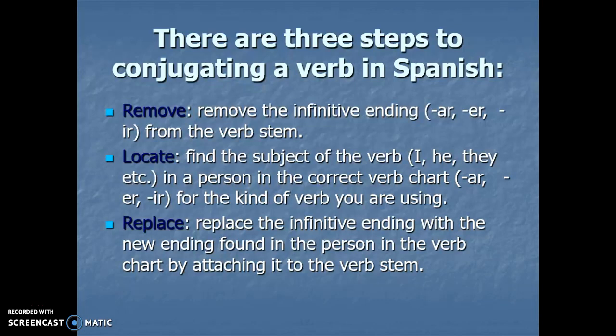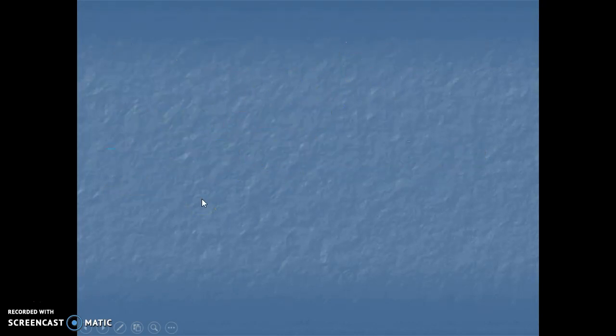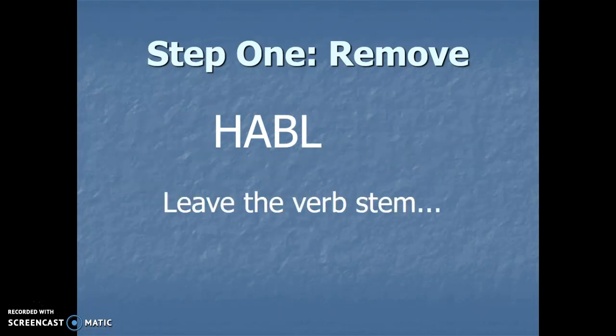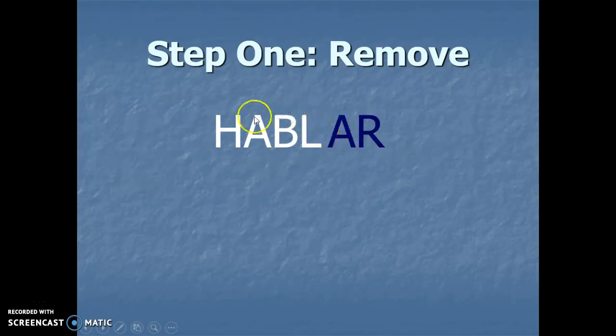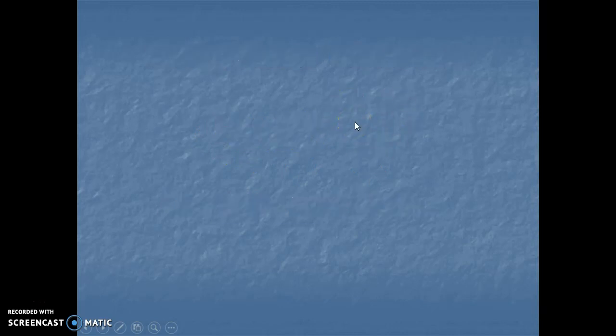So you may be thinking that's really wordy. Let me break it down for you a little bit more. Let's practice. If you want to say I speak, okay, here's the verb to speak, hablar. Follow the 3 steps using the AR chart. We'll take it slow. Step 1, remove. So here we have the verb hablar. Step 1 is remove. We need to remove the ending, which is AR. Bloop, and we are left with the stem. This is called the stem. We've removed the ending. Step 1 complete.